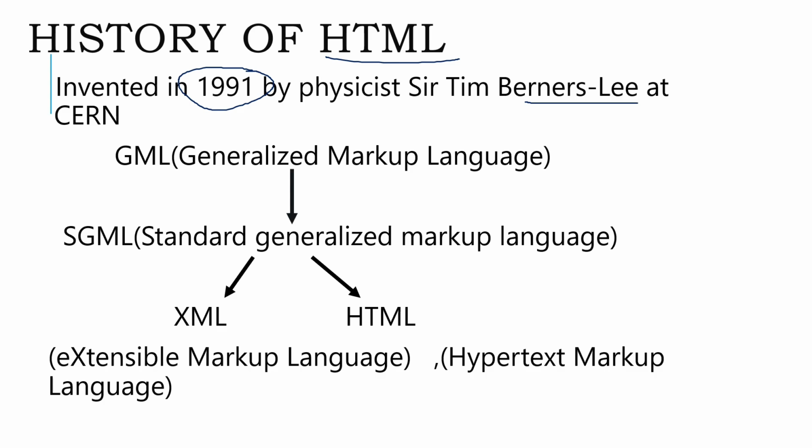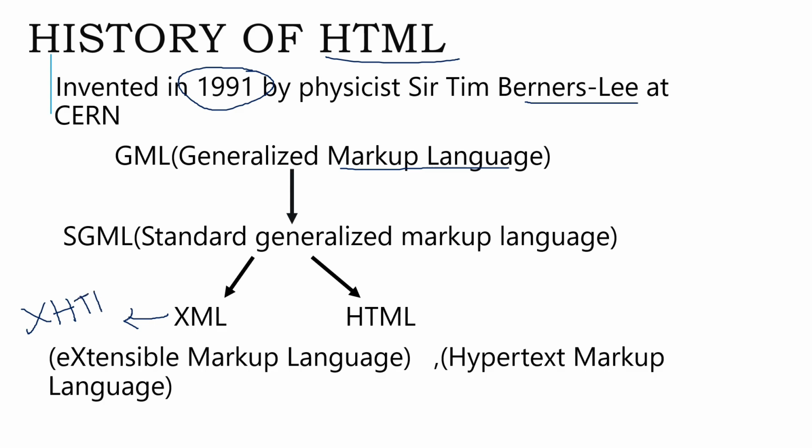Firstly, there was a language called GML. It is a markup language, generalized markup. Then it was improved to SGML, which means Standard Generalized Markup Language. It is the next version of GML, and SGML was further classified into two markup languages. The first one is extensible markup language, and the other is hypertext markup language. That is, XML and HTML.